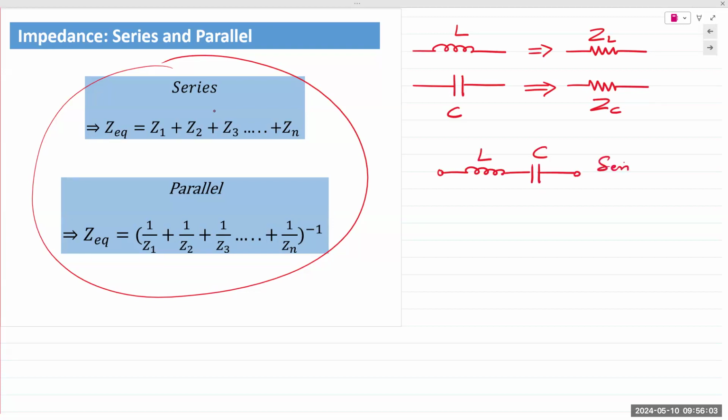they are two different quantities. You cannot combine them together. But when you do AC analysis, you can represent them by their impedances. And once you represent them by their impedances, think of them as simply two resistors in series, and the ZEQ, the total equivalent impedance, is ZL plus ZC.